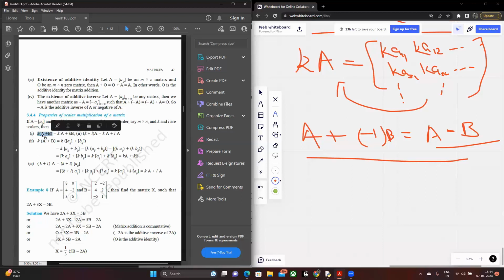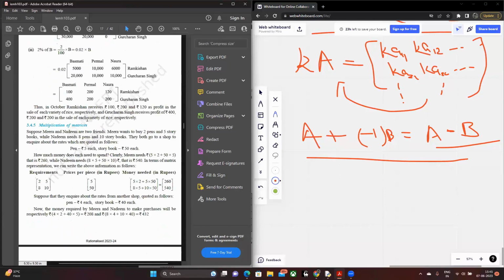It is distributive, right? K times (A plus B) is going to be KA plus KB. This is going to be (K plus L) times A is going to be KA plus LA. K times (A plus B) is going to be... this is basically a proof of this, right? And this is a proof of this.